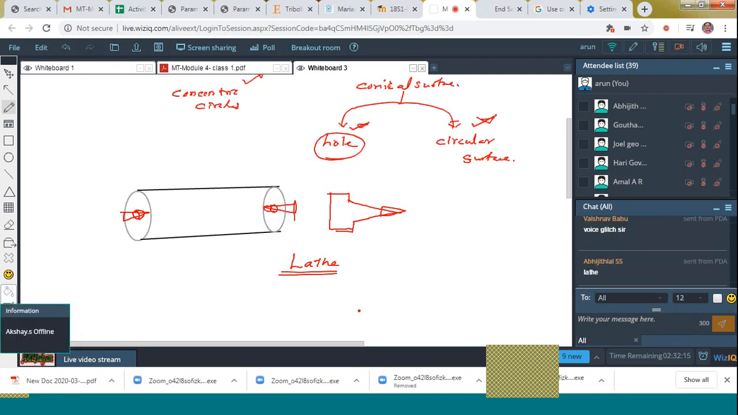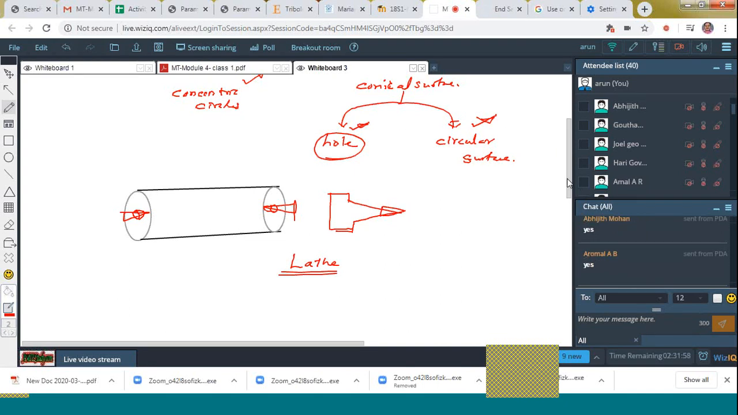Is my voice clear to all? Is my voice clear to all? Yes. Vaishnav, I think it is a problem from your side. Please check your net connection and audio connection. Okay.